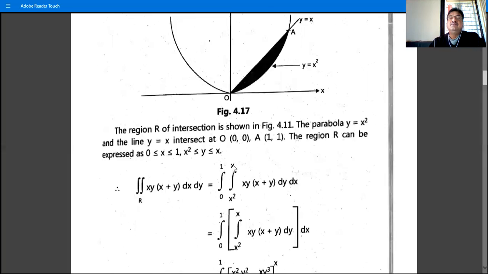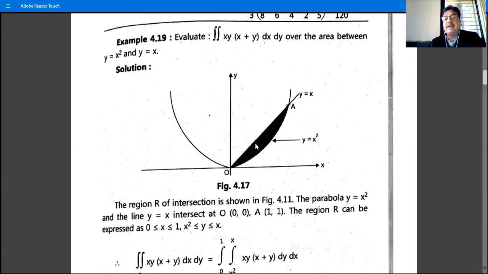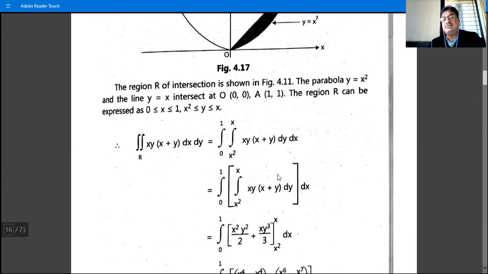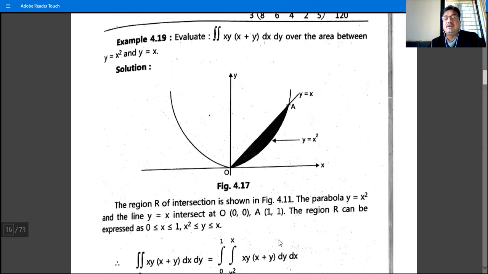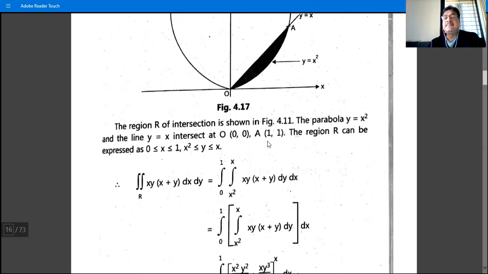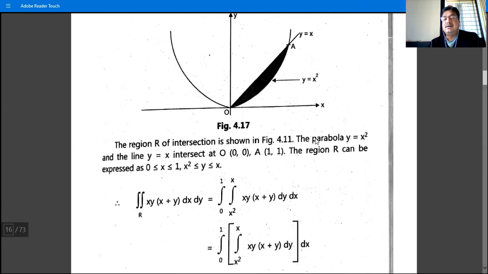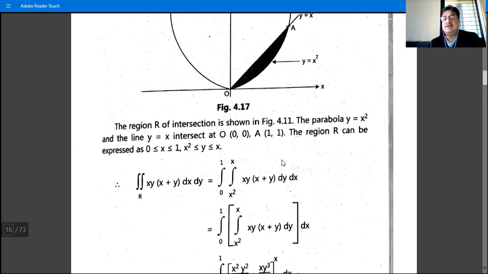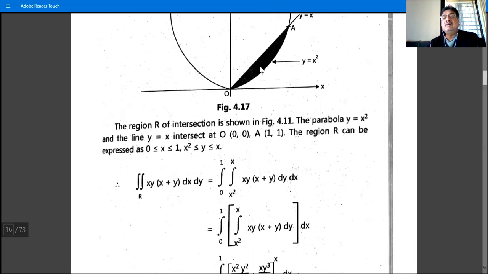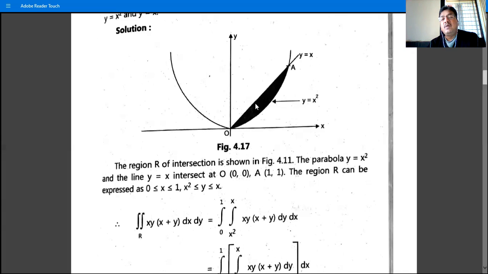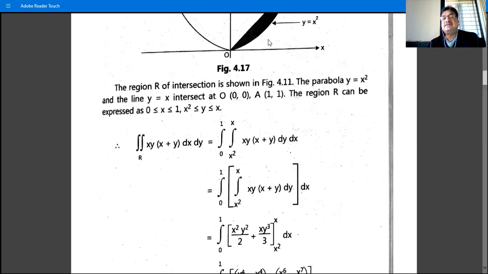Okay. So if you take the strip parallel to the x-axis and we have to integrate first with respect to x, then what are the lower limit and upper limit of x? They are y and root y. Okay. And what is the limit of y? So the strip is parallel to the x-axis now.